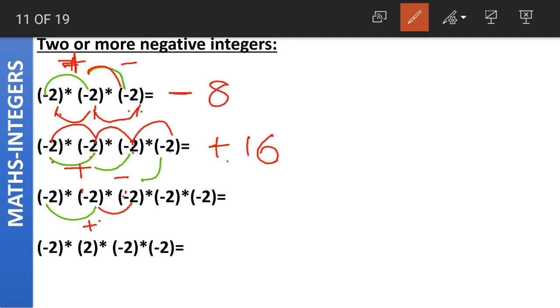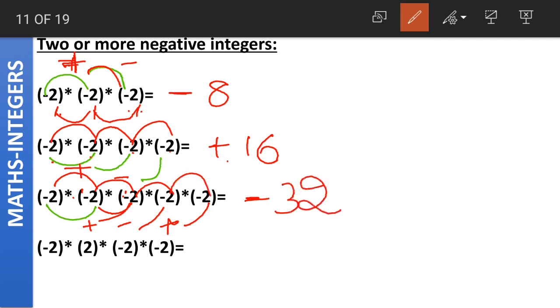Again plus into minus gives us minus. Why? Because both the signs are different. This minus into minus gives us plus and this plus into minus gives us what? Both the signs are different. So the result will be negative. The final result will be negative. Coming to the absolute values, 2 2s are 4, 4 2s are 8, 8 2s are 16, 16 2s are 32. Is this clear? How did we do this?